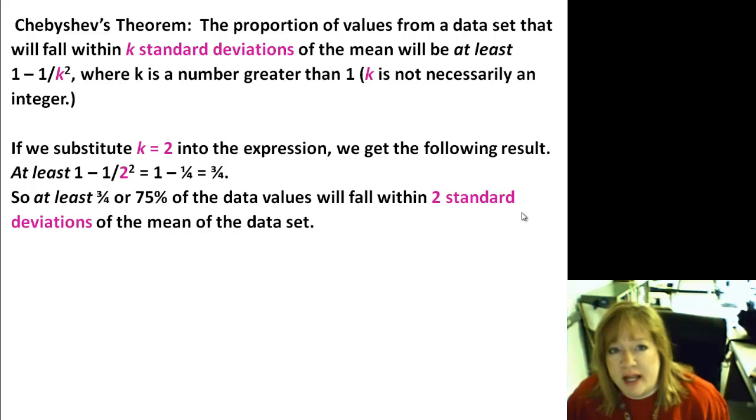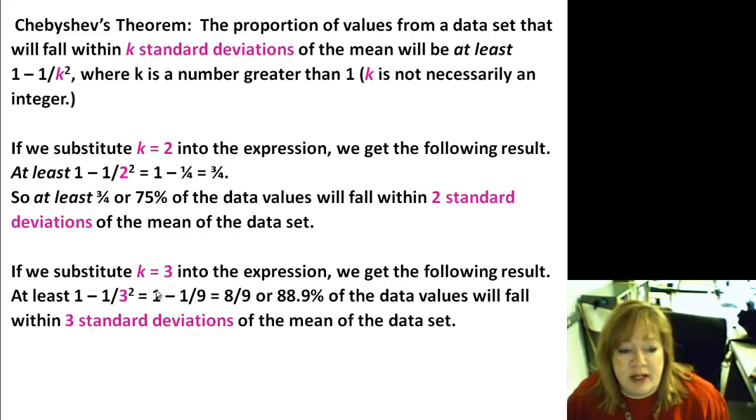So you're seeing how much data falls within a number of standard deviations from your mean. If we substitute 3, we put that in there, 1 minus 1 over 3 squared. Remember, you square the 3, so it's 1 minus 1/9 or 8/9. That's 88.9% of the data values will fall within 3 standard deviations of the mean of the data set.